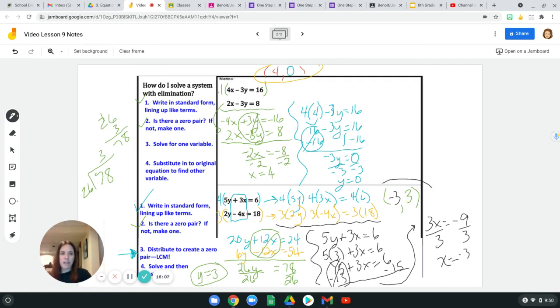So the point of intersection for this system, if we graphed it, they would meet at negative 3, 3, which is in quadrant 2, right? And then you can check this point in both linear equations to make sure it makes them true. All right, let's practice.